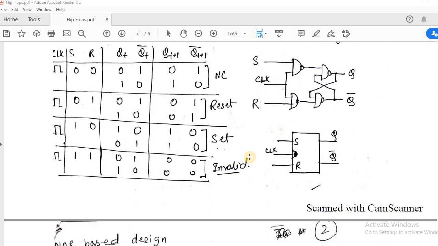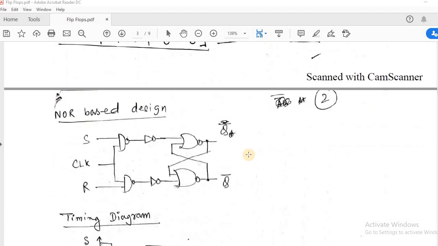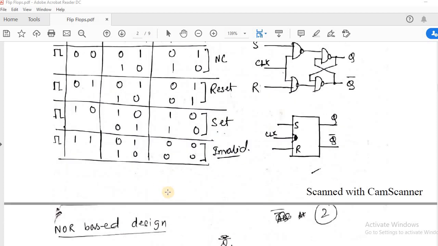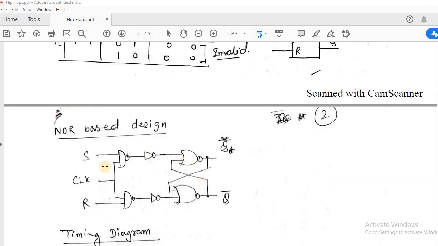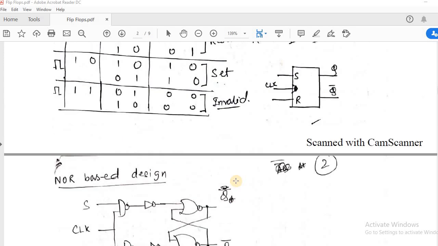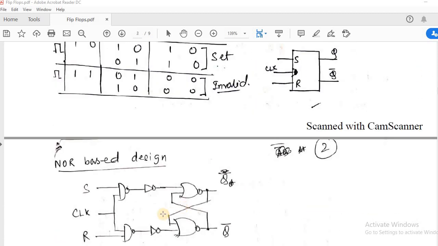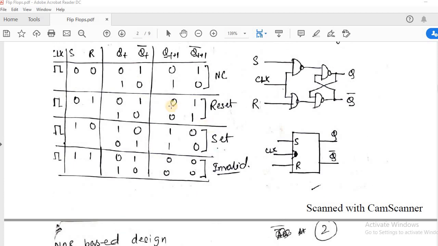Now this is the NOR based design. As I said, this is the NAND based design, this is the NOR based design. Operating principle will remain the same, and the good thing is the characteristics table will remain the same. So both NAND and NOR based designs have the same characteristics table.